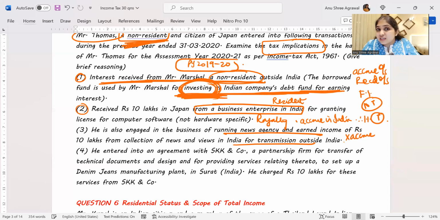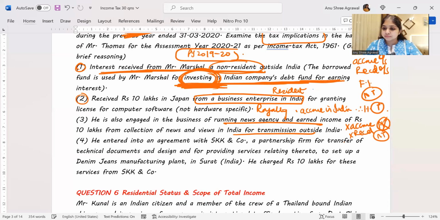The question does not say where it is received, so I will assume it is also not received in India. Not accruing in India, not received in India. Is it an Indian income? It is not an Indian income. Therefore, what will your final conclusion be? Your final conclusion will be it is not taxable for him.